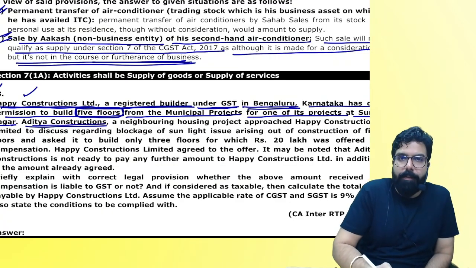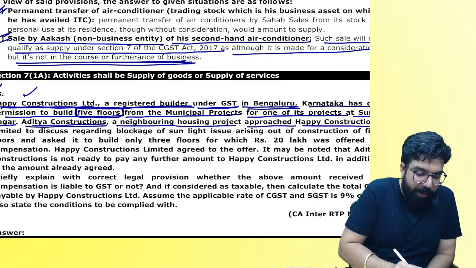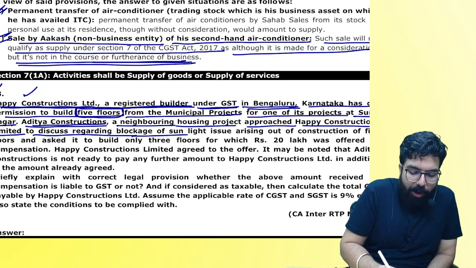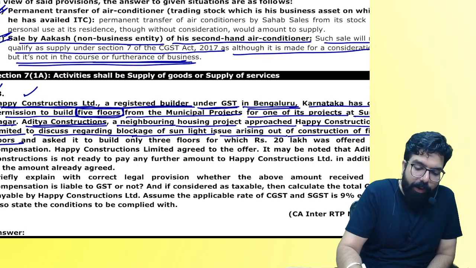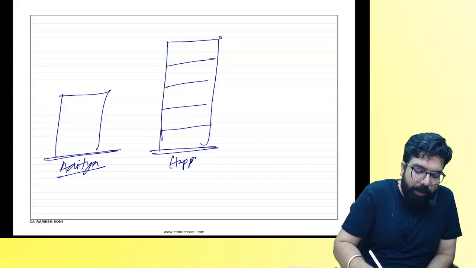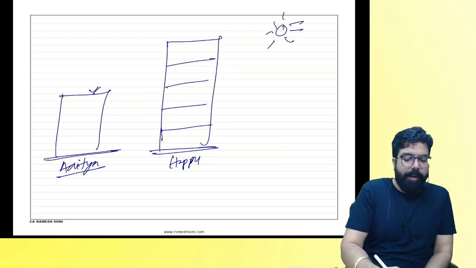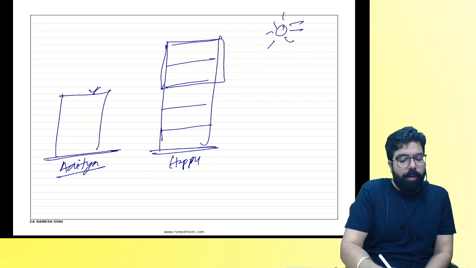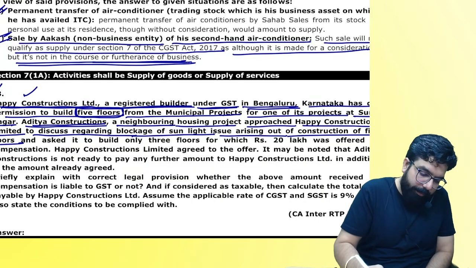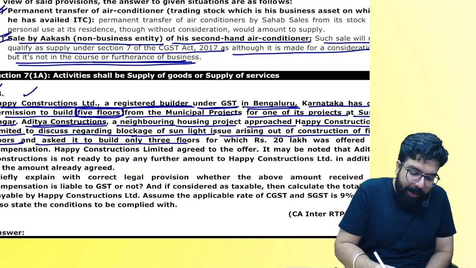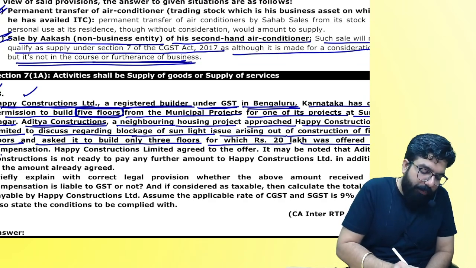Aditya Construction, a neighboring housing project, approached Happy Construction to discuss the blockage of sunlight arising out of the construction of 5 floors. Aditya Construction is telling, sir, if you build so many floors, there will be no sunlight on our building. And they asked the builder to make only how many floors? For which 20 lakh was offered as compensation.